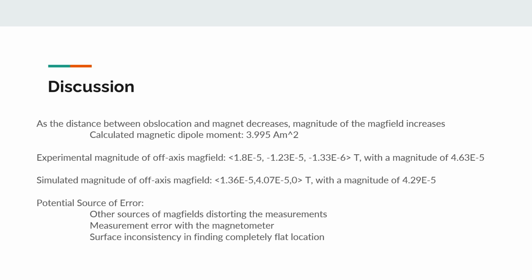Some possible sources of error are other sources of magnetic fields distorting the measurement, error with the magnetometer, and surface inconsistency in finding a completely flat location to take measurements.